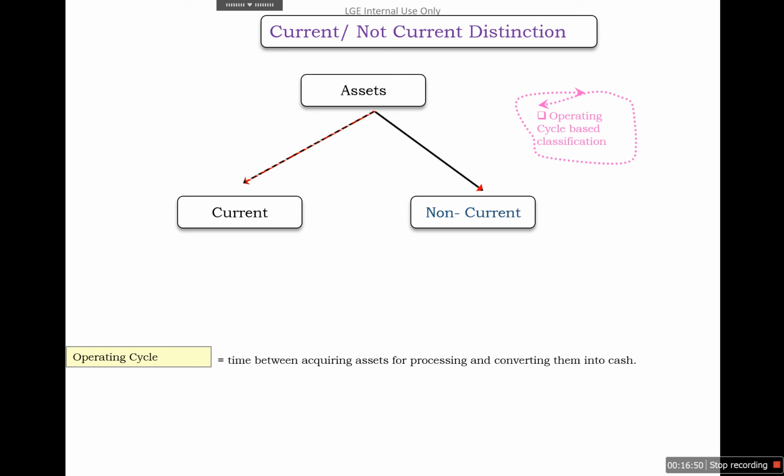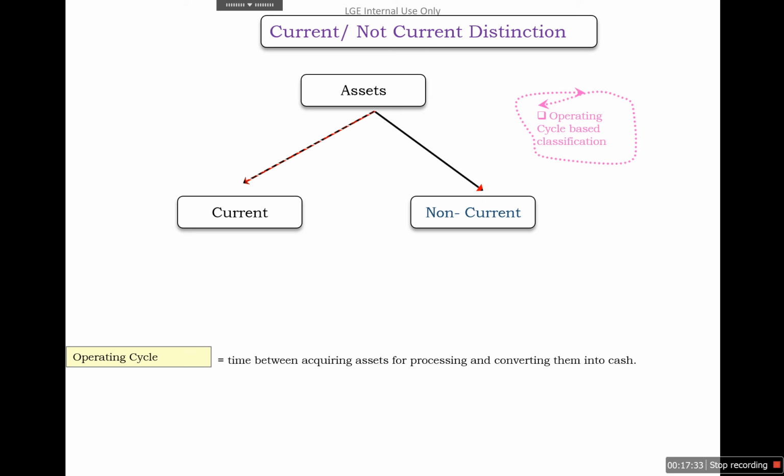For example, if we are acquiring raw material, and it takes 4 months to convert the raw material to finished goods, and it takes 2 months to sell the finished goods, and again 2 months for the realization of debtors. So the total of all these, from procuring the raw material to the realization of cash, is called the operating cycle. Similarly, it is defined as the time between acquiring assets for processing and converting them into cash. So based on the operating cycle, assets and liabilities will be classified into current and non-current categories.